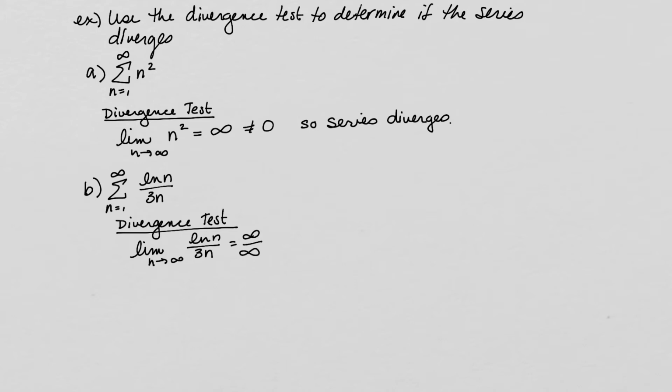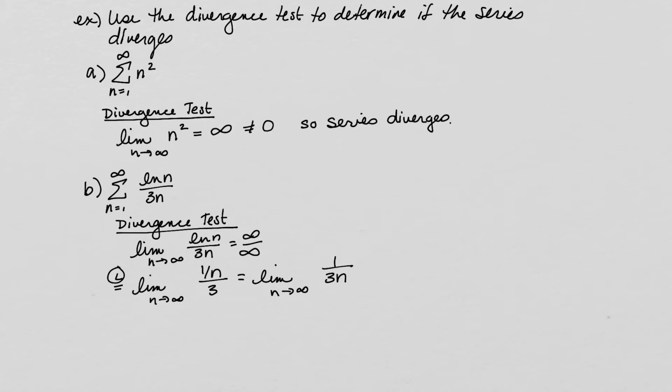Okay, so what do I have to do if I have a limit that's infinity over infinity? Yeah, I have to do L'Hopital's rule. So that's what I'm going to do. I'm going to take the derivative of the top. So we're looking at the limit as n approaches infinity. The derivative of the top, the natural log of n, is what? Yep, 1 over n. And on the bottom, we just have 3. So we're really looking at the limit as n approaches infinity of 1 over 3n.